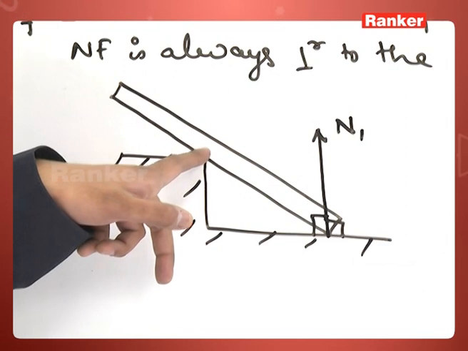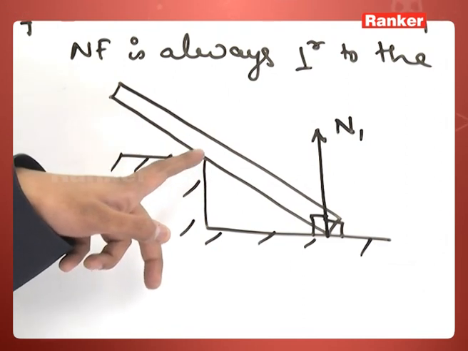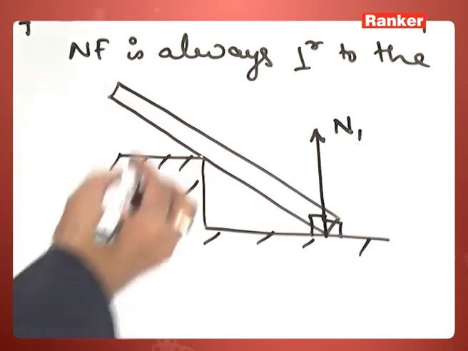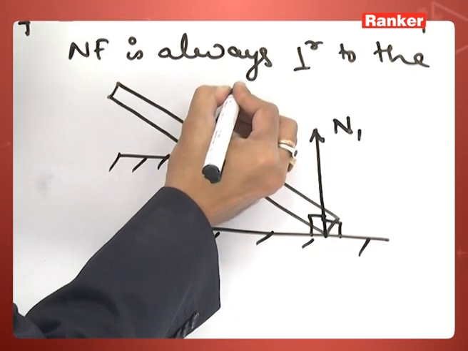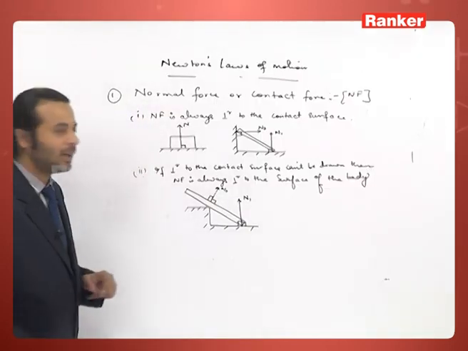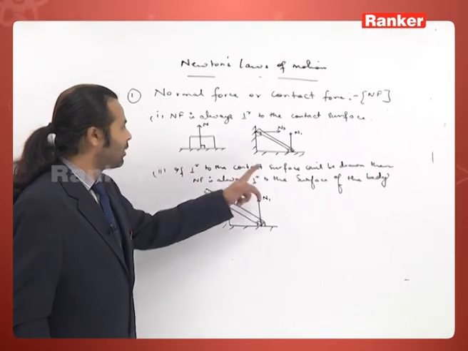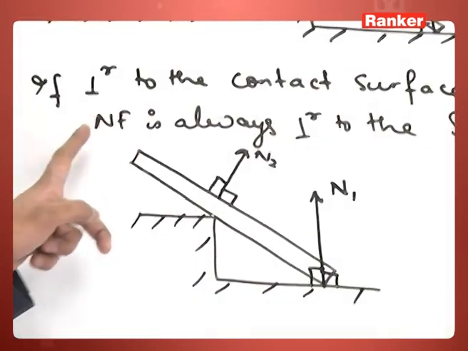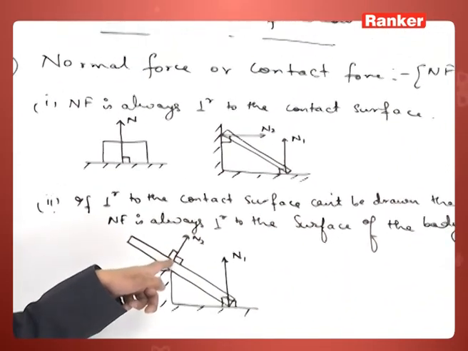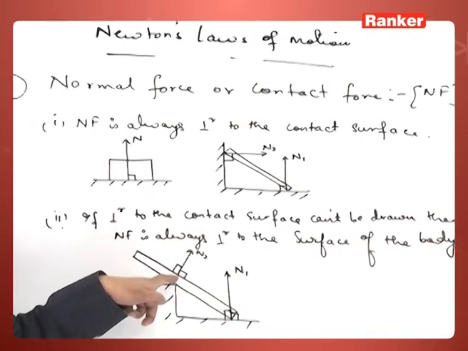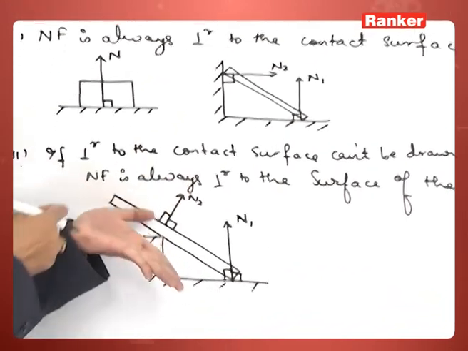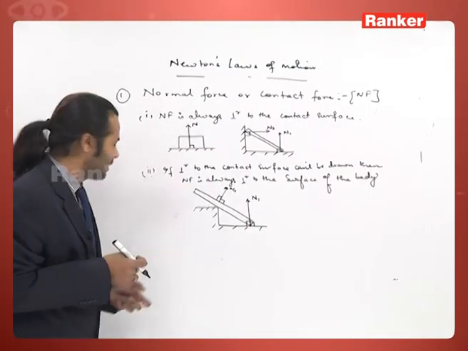In this case, normal force perpendicular to the contact surface cannot be drawn. So here the normal force will be perpendicular to the surface of the body in this way. This is number two, where a perpendicular to the contact surface cannot be drawn, then normal force is always perpendicular to the surface of the body, as discussed now. This is the surface of the body, normal force is perpendicular to the surface of the body.